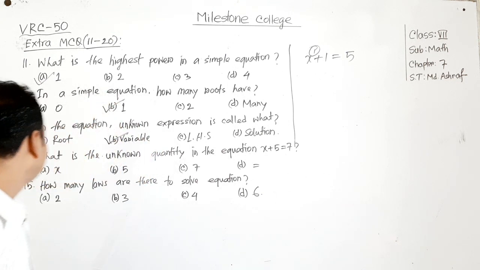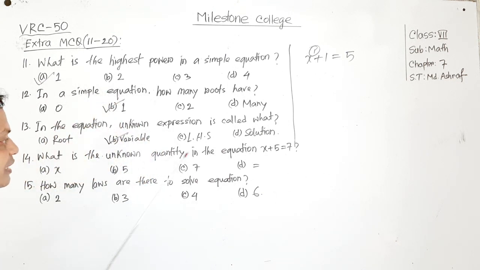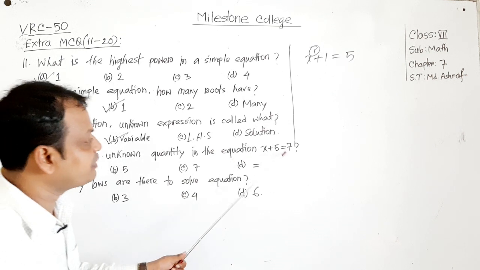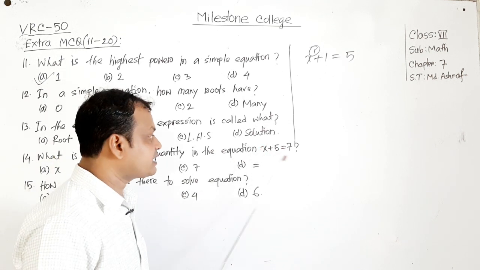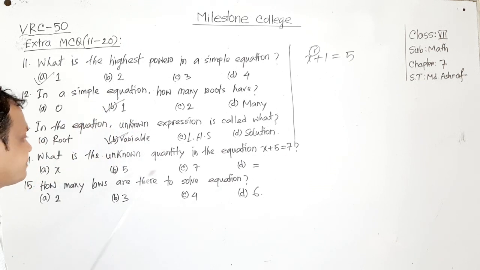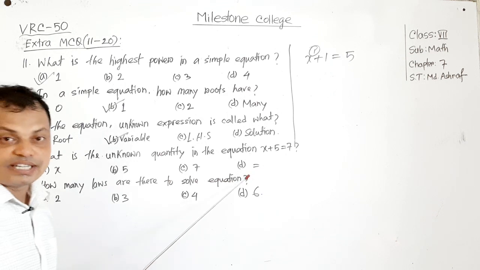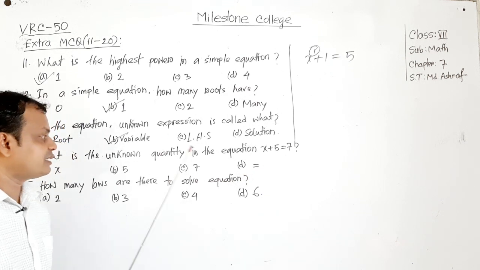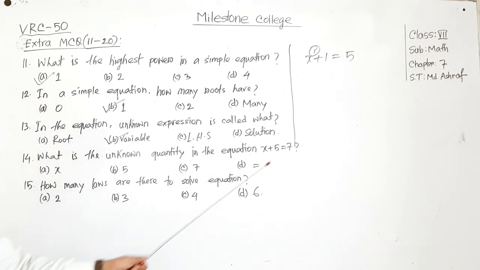Now the next one, it's number 14. What is the unknown quantity in the equation x plus 5 equals 7? The options are x, 5, 7 and equal. Equal is the equality sign, not a variable or unknown quantity. 7 is a constant, 5 is a constant, and x is the unknown quantity. That means the variable x will be called the unknown quantity. So the answer will be A.